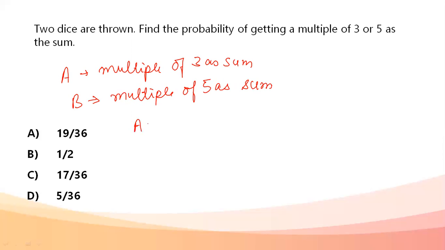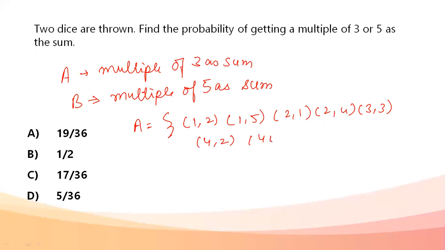Now, what are the values that are going to come up in A? A can be 1 2, 1 5, 2 1, 2 4. It can be 3 3. It can be 4 2, 4 5, 5 1.